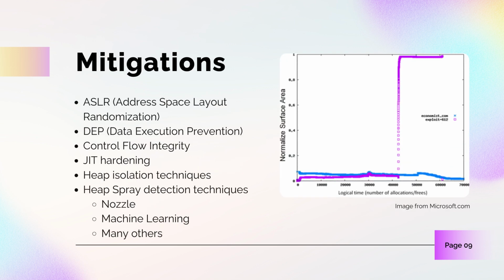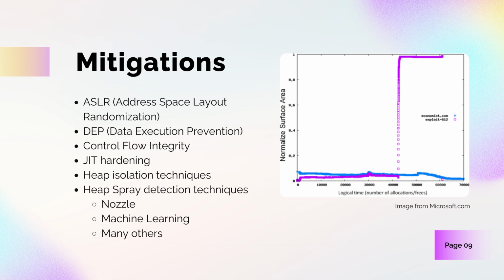Just as the techniques evolved, so did the prevention techniques. Address space layout randomization disrupted traditional heap spraying by randomizing where code and data are loaded. As a result, attackers could no longer reliably predict where their payloads would land, significantly reducing the effectiveness of basic heap spray techniques. Data execution prevention addressed the problem from another angle by marking memory regions as either executable or writable, but never both simultaneously.